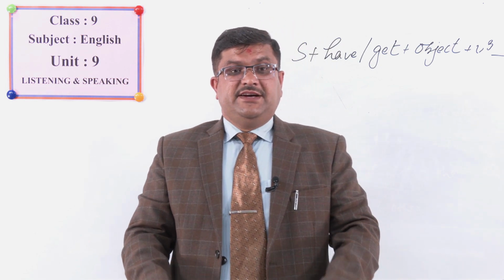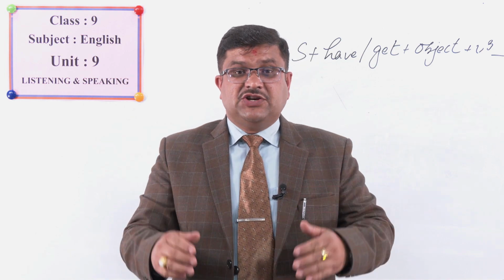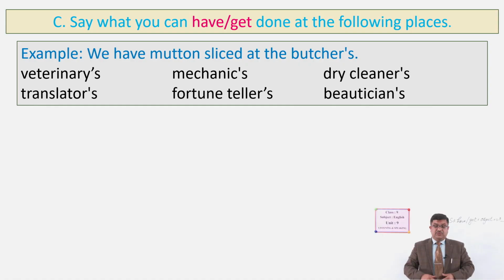Now, dear student, say what you can have or get done at the following places. What can we do in the following places? And one is done for you as an example. Example goes like this. We have mutton sliced at the butcher's. Similarly, we have the following places. What can we do in the following places? Can all of you guess?